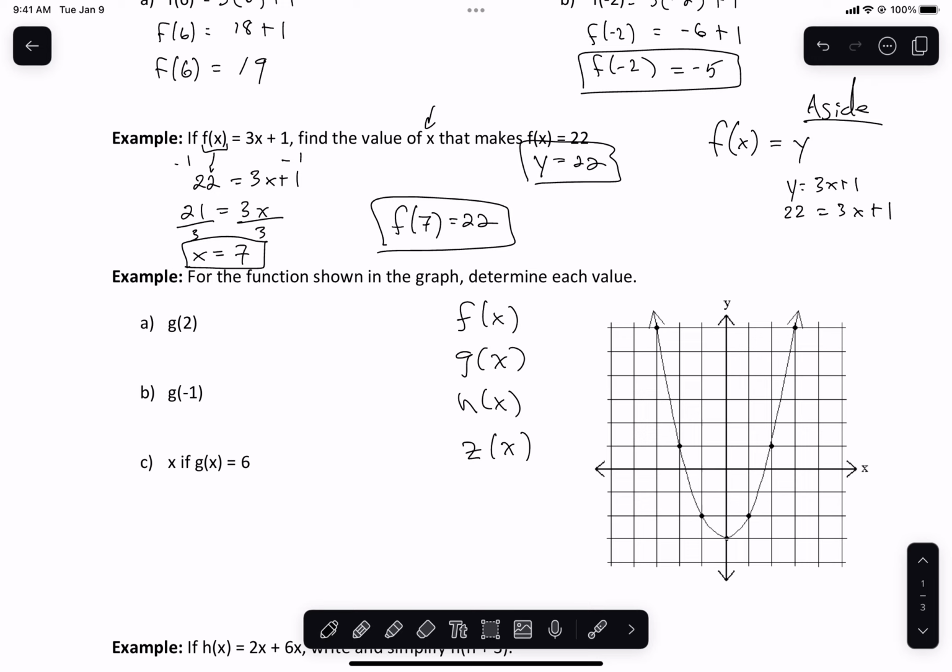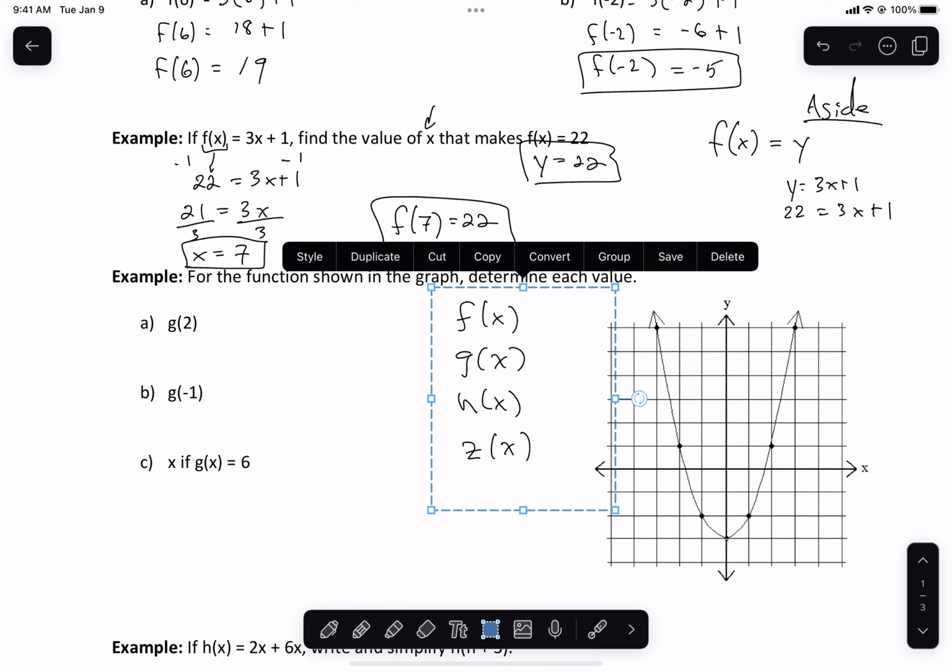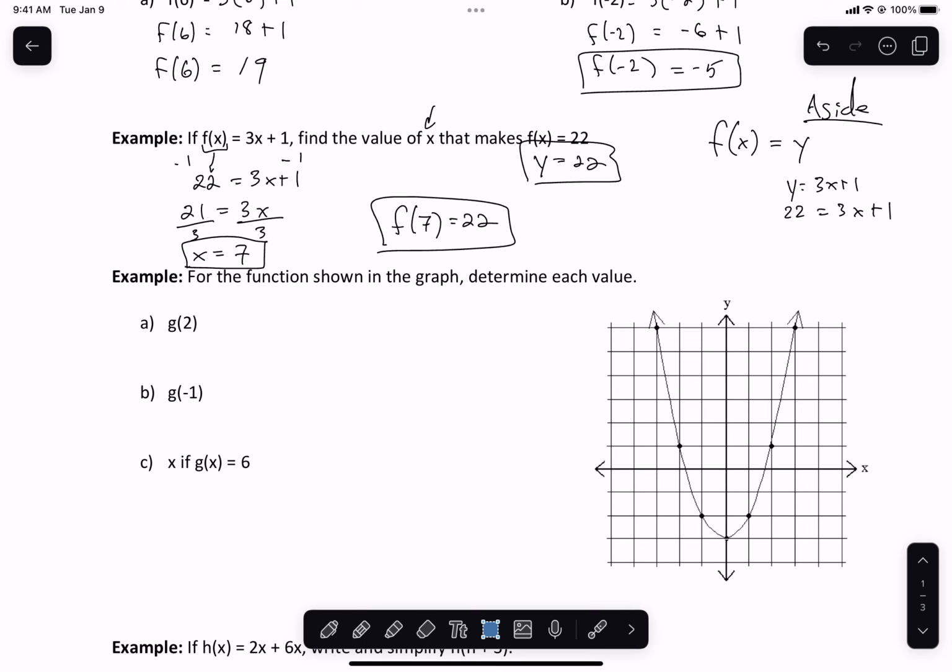Before I forget to mention that, I think there's a couple of questions where there are two different graphs referencing f and g, so just have that in mind. It's asking you for values on one graph versus values on the other. What we're going to learn here is how to read values off of a graph, just like a table of values. Here's your graph. I'm going to presume that this is g of x, because we've used the variable g here.